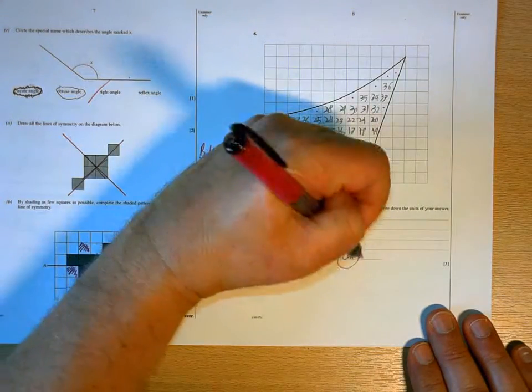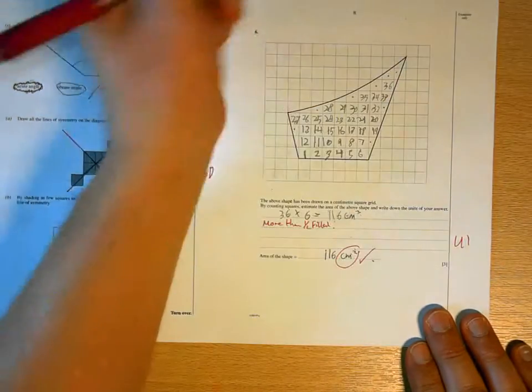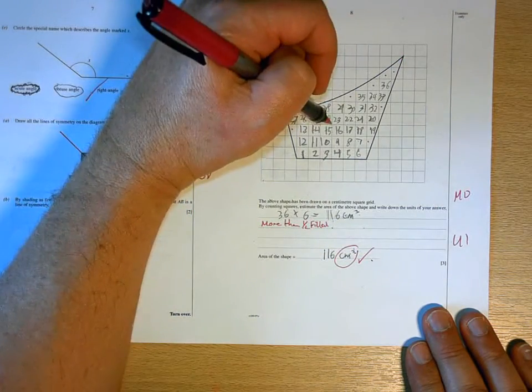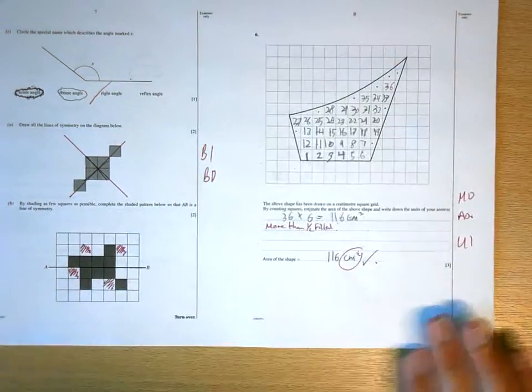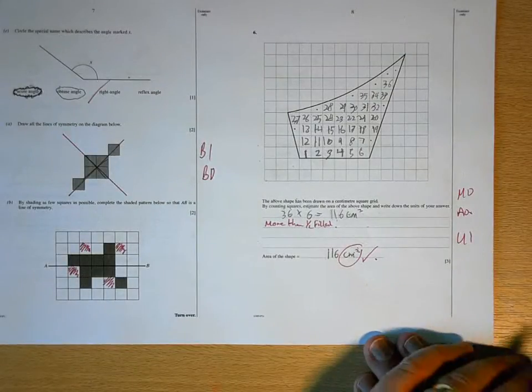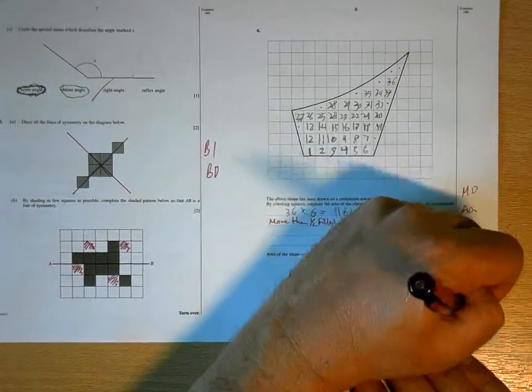Your units are correct, so you're going to get your unit mark. Your method isn't good enough because you're only counting whole squares, so it's not good enough to get that mark, but you'll get the unit mark. 2 marks for the page.